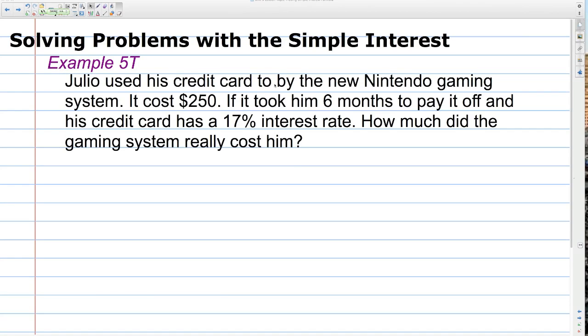Julio used his credit card to buy a new Nintendo gaming system. It cost $250. If it took him 6 months to pay it off, and his credit card has a 17% interest rate, how much did the gaming system really cost him? This question implies that we have to find the total cost of the gaming system. Of course it cost him $250, but it took him some time to pay it back. So he has to pay back some money for borrowing that $250 to buy the gaming system when he wanted it. So let's take a look at finding the total cost of this game with simple interest.